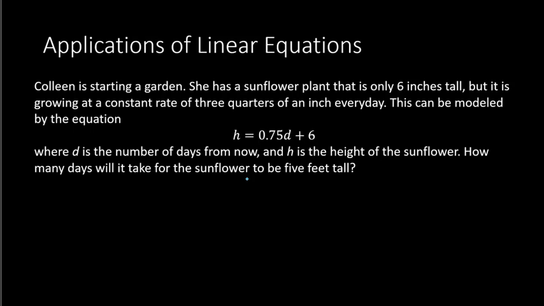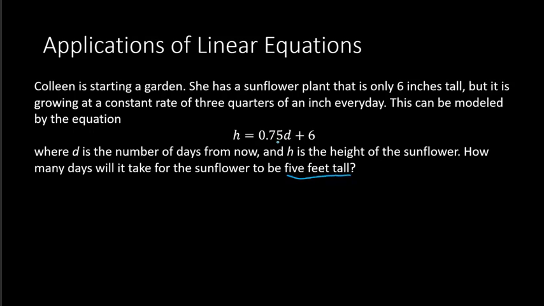Here it says Colleen is starting a garden. She has a sunflower plant that is only 6 inches tall, but it is growing at a constant rate of 3/4 of an inch every day. This can be modeled by the equation h equals 0.75d plus 6, where d is the number of days from now, and h is the height of the sunflower. And the question is, how many days will it take for the sunflower to be 5 feet tall?